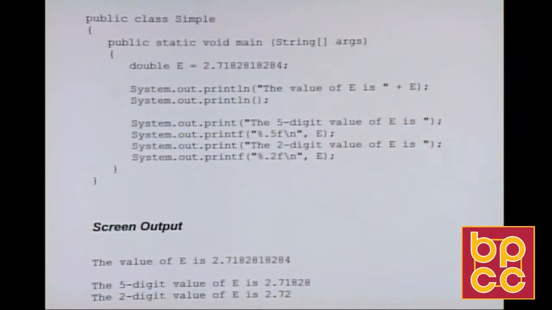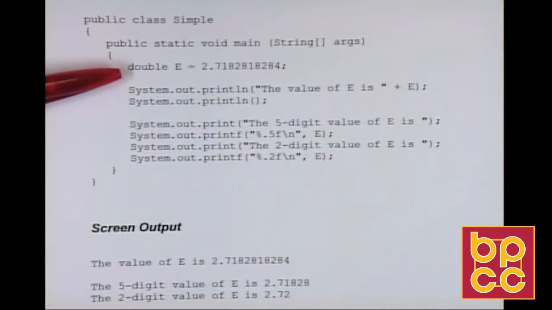Now, if we want to do printing where we're going to display floating point data, we need to use format commands in order to format our output. Let's say we say double E, and this is the value of E, 2.71828188284, which is one of your standard math values used in various math operations. First, let's just say we want to print that out.